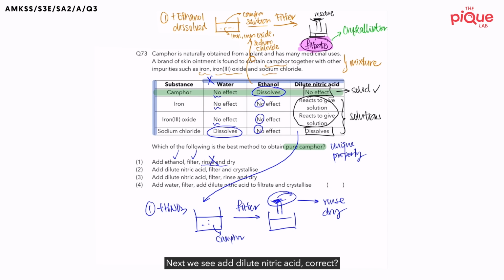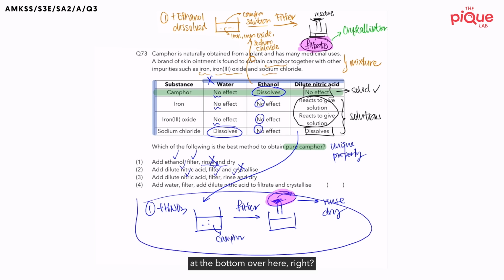Next, we see add dilute nitric acid, alright? Filter and crystallize. Crystallization here is for the residue or the filtrate? It is for the filtrate, right? Take a look at the bottom. Here we have written for the nitric acid case, are we looking at the residue or the filtrate? We are looking at the residue. So we should not be crystallizing it. Looking at option 3, it says add dilute nitric acid, filter and rinse and dry. This is exactly as what we have talked about at the bottom over here, right? So the answer here is actually option number 3.